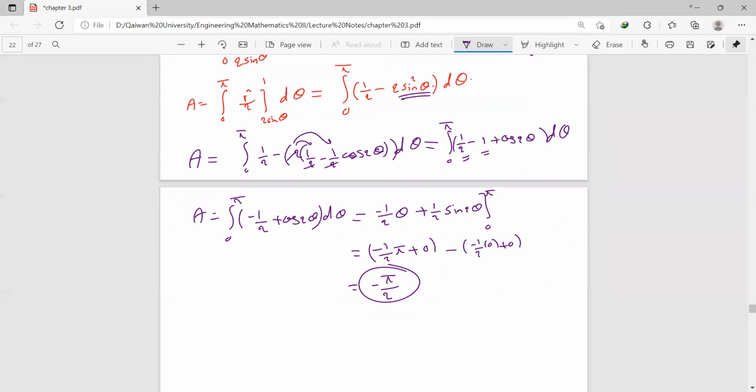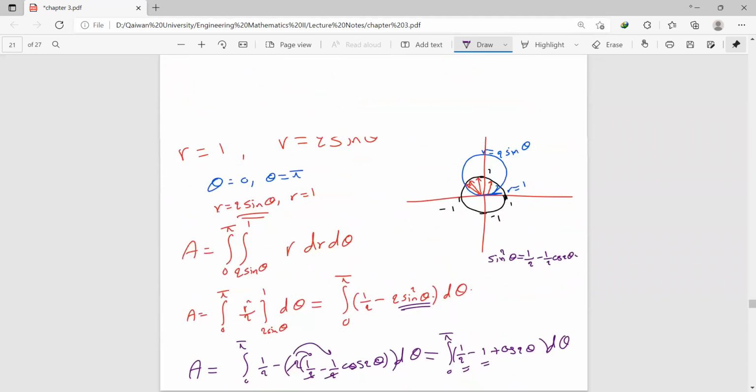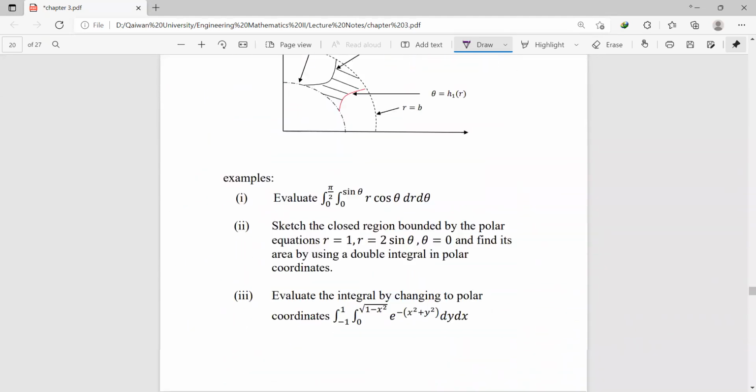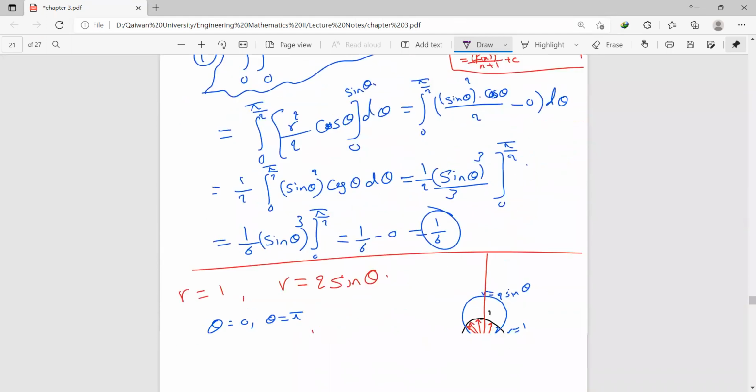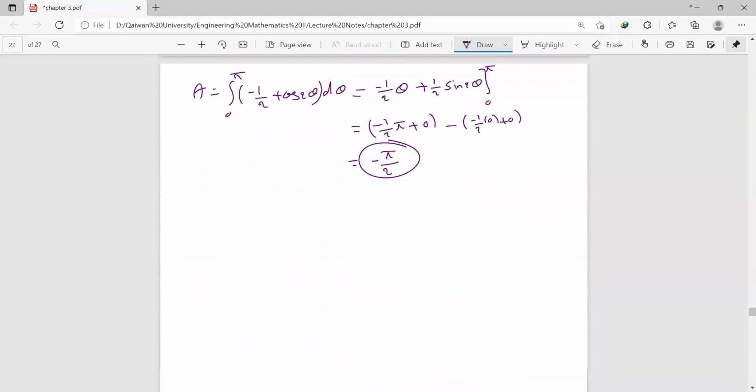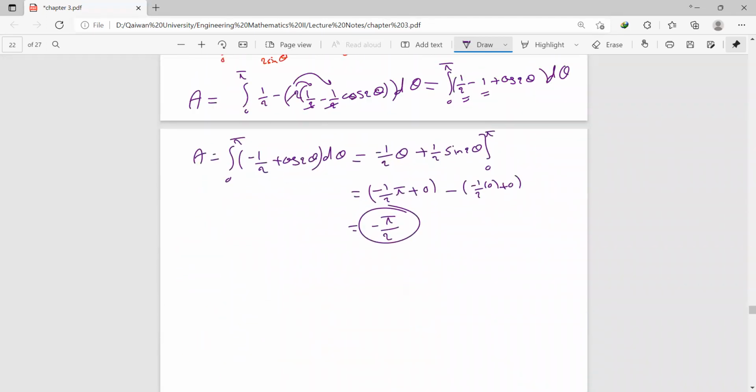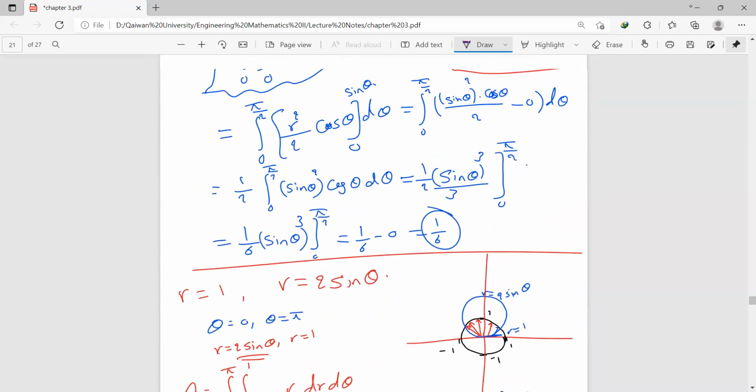Here we got a negative value, but area must always be positive, so we just take the absolute value of the result. That means A equals the absolute value of negative pi over 2, which is pi over 2. That means the area is pi over 2 units squared. That's the region which is bounded by those two r functions.